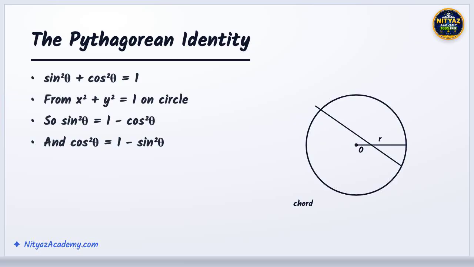From it, we can rearrange. Sine squared equals 1 minus cosine squared, and cosine squared equals 1 minus sine squared. This single identity unlocks a huge amount of simplifying.